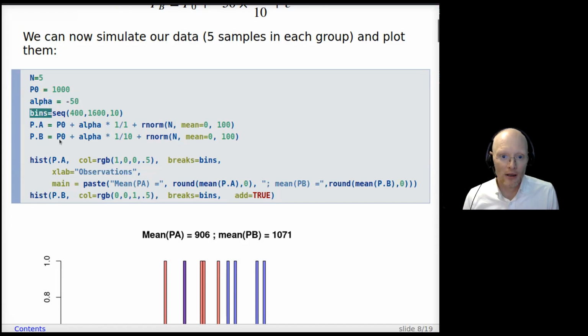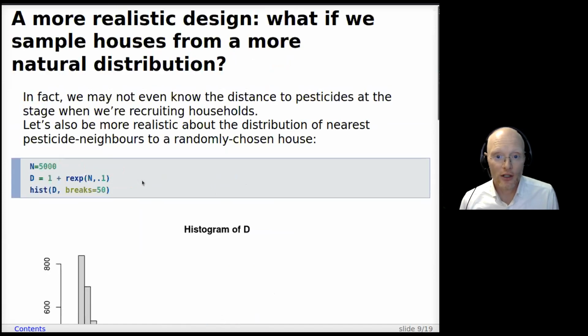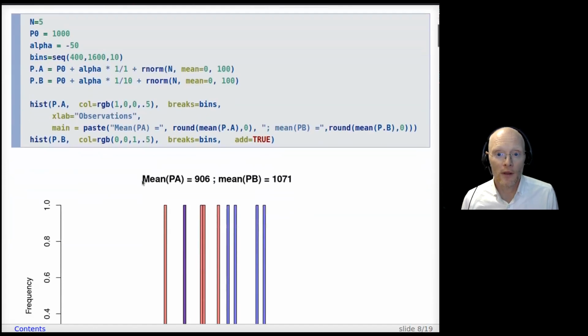And then this here is, again for display purposes, setting exactly the bins in the histogram so that they're all consistent. And now let's calculate, as in these formulae here, what the population sizes are in each group. I'm going to have 5 hives in each group. Here's group A. It's going to have this 1 over 1 closeness, and this one has 1 over 10 closeness. In each case, I have what we've seen before, which is the natural variation, pulled from a normal distribution. Okay, what do we get?